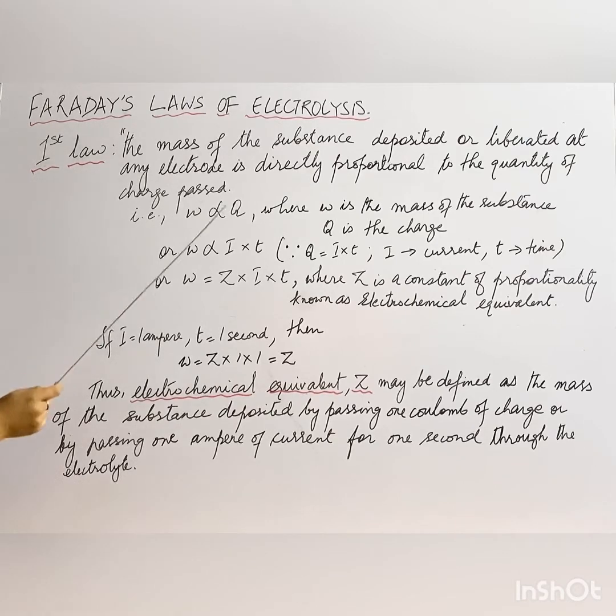Faraday's laws of electrolysis. The first law states that the mass of the substance deposited or liberated at any electrode is directly proportional to the quantity of charge passed. Now, in an electrolytic cell, cations move towards the cathode while anions move towards the anode.